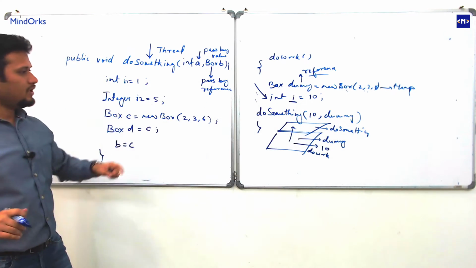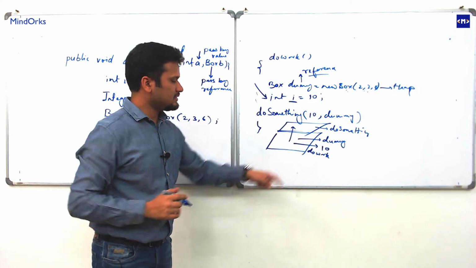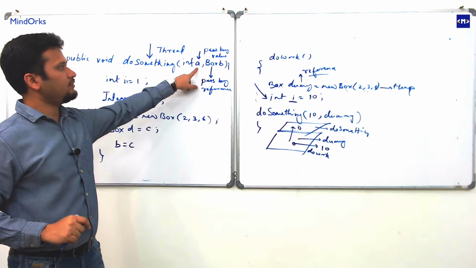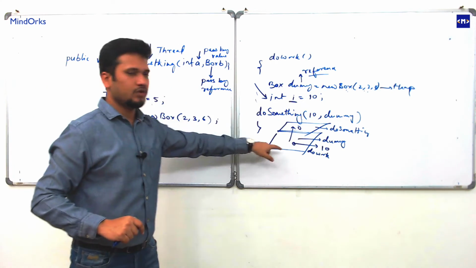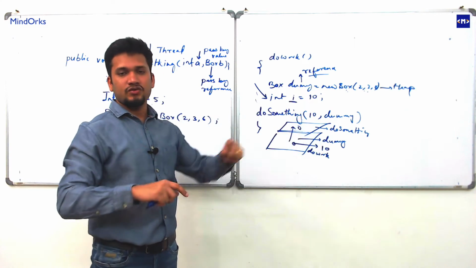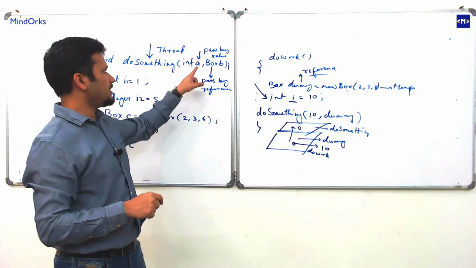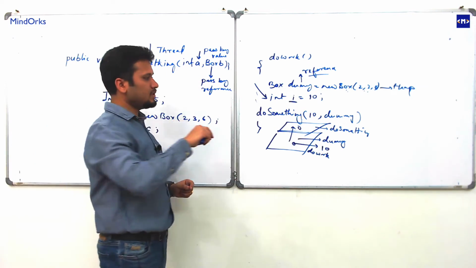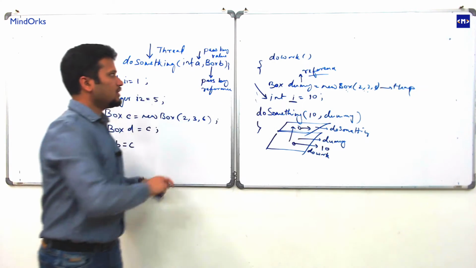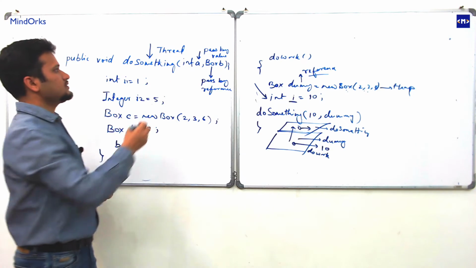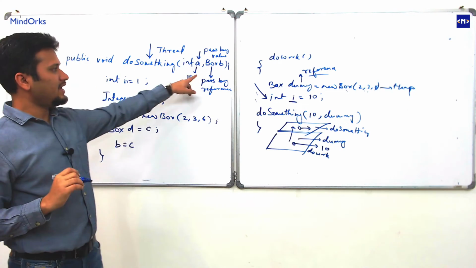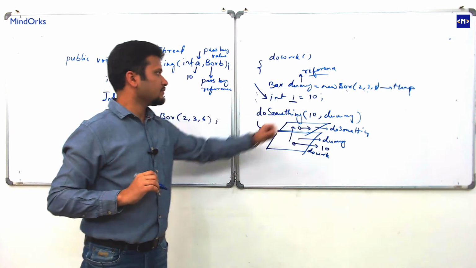Now when do something is called, this 10 is copied here, so your a will have a copy of this. When you change a, this i will not change. That is what passing by value means: it is copied into a different variable in the stack of the caller. So this will be 10, and when you modify a, this will not get modified.